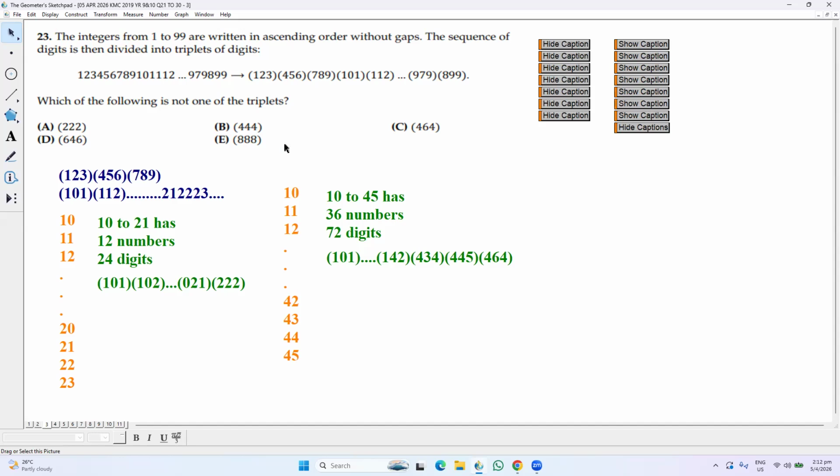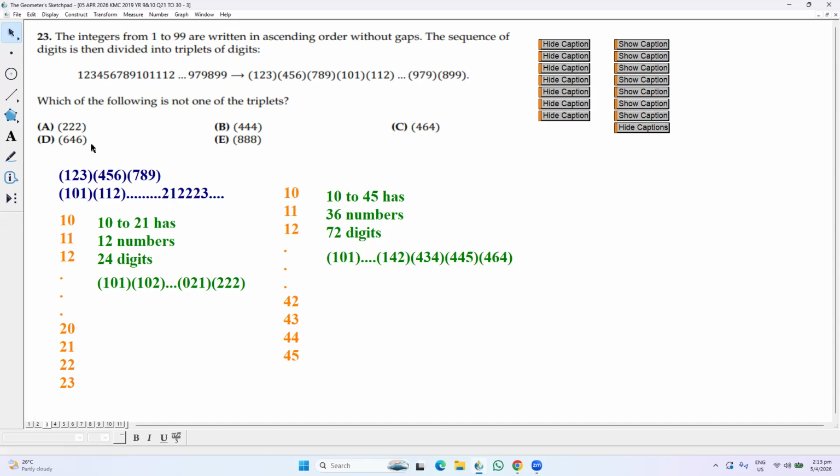You can see that after 444, the next number 45 will be followed by 46 and then 47. So because 445 is a triplet, 464 is also a triplet. C we don't have to do already. We know it's one of the triplet. Just for the sake of knowing, we also now check 646.